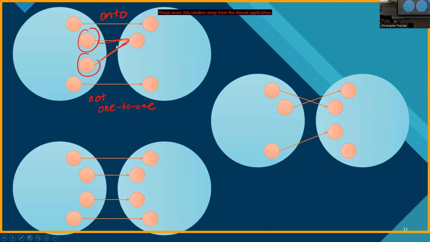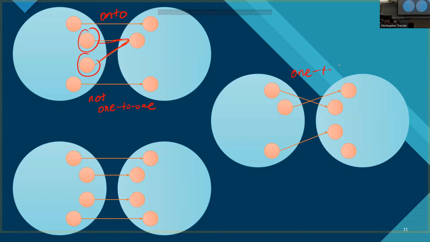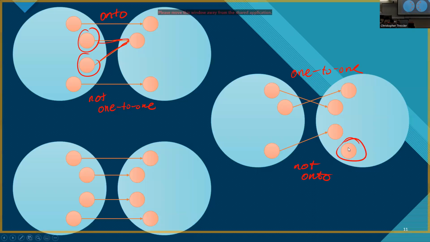Now, what about this one right here? What is this looking like? The right one. Yeah, this one. One-to-one. Yes, that is one-to-one. And is this onto? So notice it is one-to-one, but it's not onto. And why is this not onto? Because of this guy right here. This guy has no value pointing to him. And finally, we have this one, and this one might be kind of obvious. Which one is this? Yep, one-to-one correspondence.